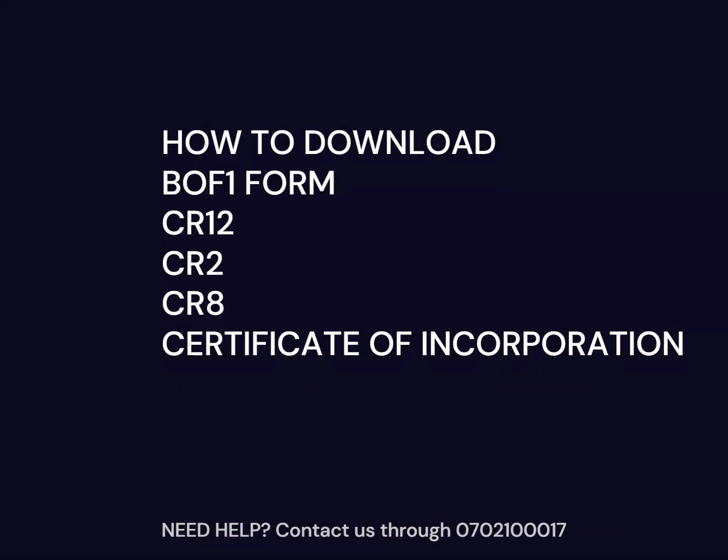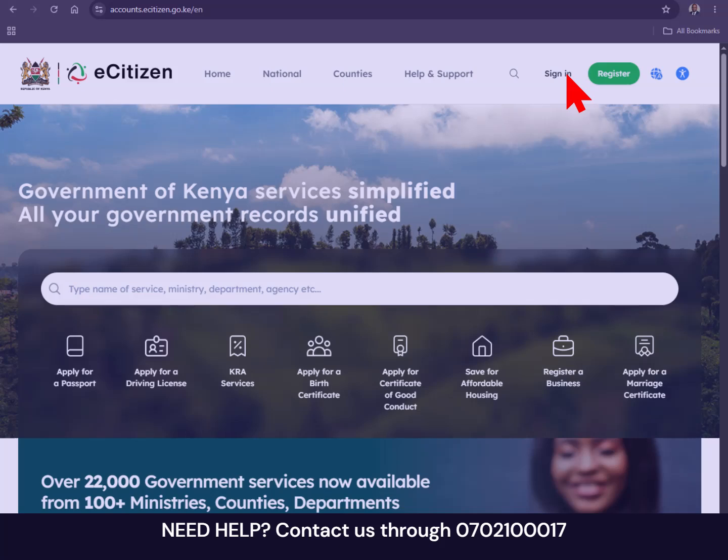How to download BOF1 Form, CR12, CR2, CR8, and Certificate of Incorporation, among other documents. After your company is registered, these documents are usually saved in your eCitizen account. You can download all your company documents using this process, but today let's focus on the BOF1 form, or beneficial ownership form. This is the form that shows the real owners of a company.